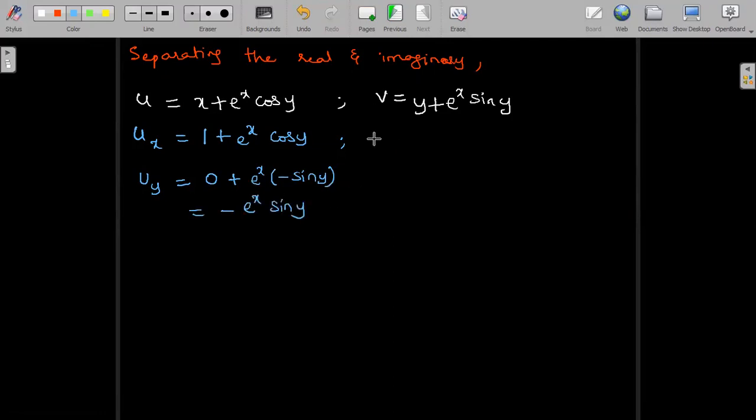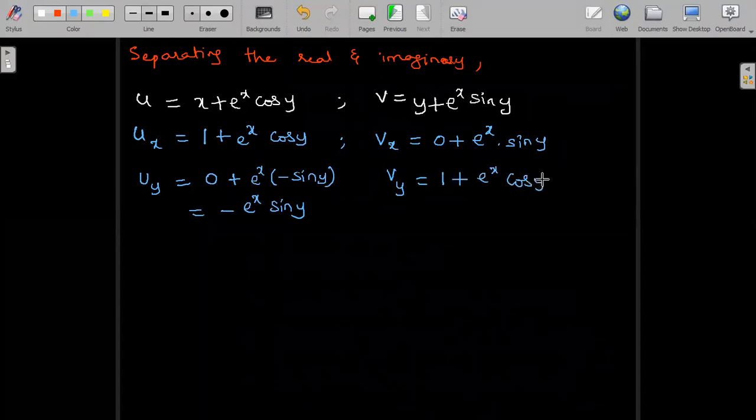Now coming ahead to v is equal to y plus e power x sin y. Partial differentiation with respect to x is 0 plus differentiation of e power x is e power x itself into sin y. Then similarly vy, partial differentiation with respect to y gives us 1 plus e power x into differentiation of sin y is cos y. E power x as it is, differentiation of sin y is cos y.